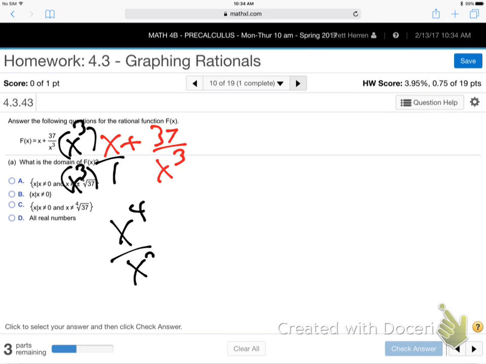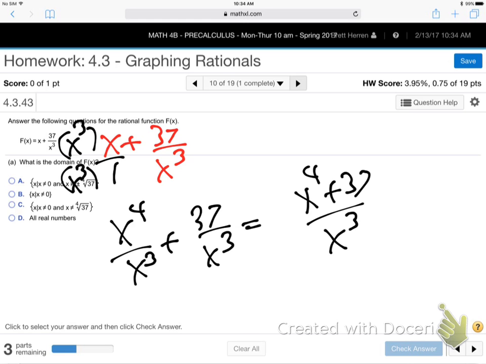x to the 4th over x cubed, which is just x to the 4th. And then you can put them together. Oops, x to the 4th plus 37 all over x cubed. Is that good? Made it one big fraction, and then all the rest of the rules are normal.